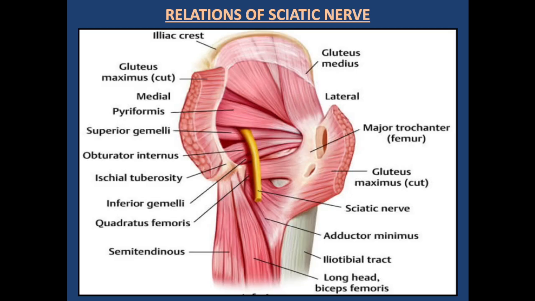This diagram shows the anterior or deep relation of sciatic nerve. We can see it comes into the posterior gluteal region from the lower border of piriformis and runs over the four muscles. We can see superior gemellus, obturator internus, inferior gemellus and quadratus femoris. These four muscles lie anterior to the sciatic nerve, and we can also see the long head of biceps femoris in posterior relation in this diagram.